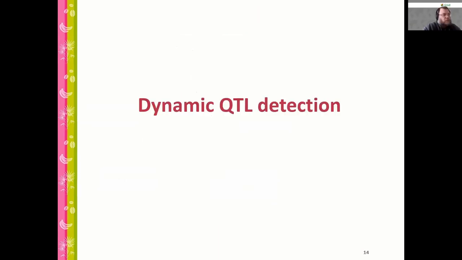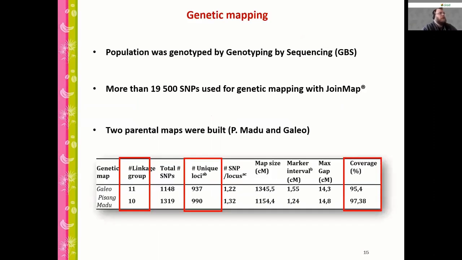So, just some results of dynamic QTL detection. How did we perform that? The population was genotyped by GBS, genotyping by sequencing. We obtained more than around 20,000 SNPs that could be used for genetic mapping. And so we built two parental maps, one for Pisang Madu, one for Galeo.